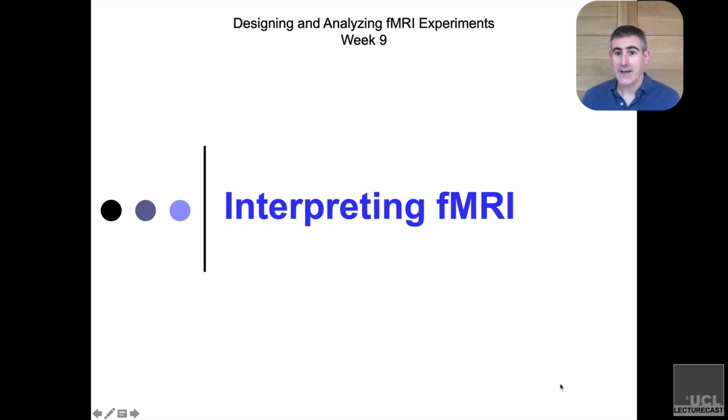So once you actually have your activation maps, how do you interpret them? How do you make sense of what the actual findings are? That's what I'd like to talk about in this week's set of lectures. There are only 2 this week. There's a little bit less material than some of the previous weeks, but nonetheless, I think that in terms of what you can really do with fMRI, this is pretty important material.